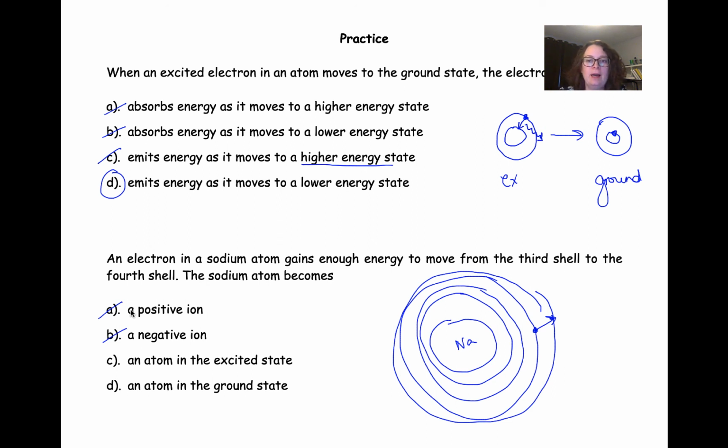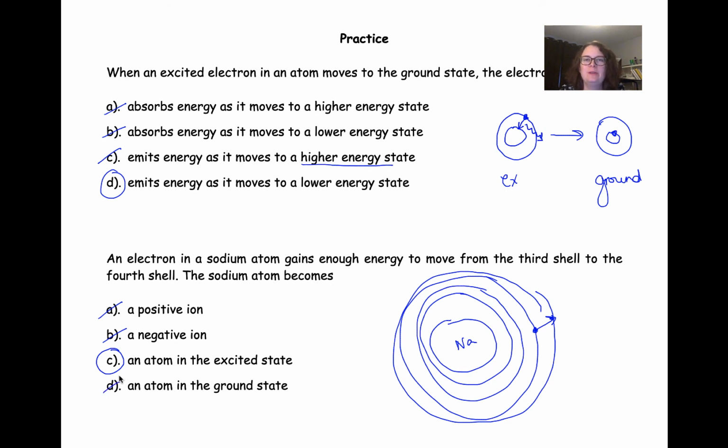Except now, because we have electrons in higher energy levels, it's going to be an excited atom. So we have an atom in the excited state, and we're not in the ground state because we put in that energy and we know that the electron moved.